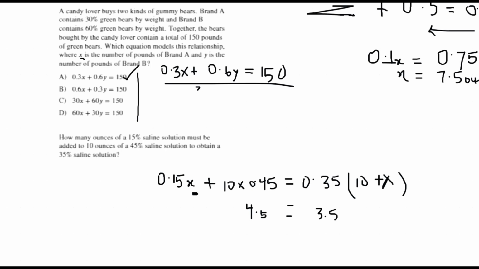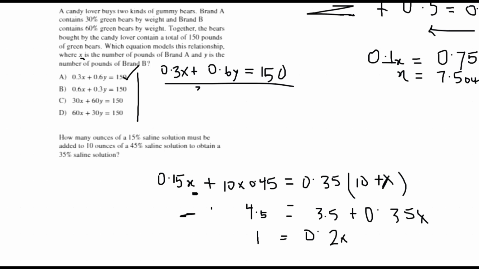And this is 0.15x here. Now simplifying, we can move 0.15x to the side, making it 0.35 minus 0.15, that's 0.2. We have 0.2x. And we can move 3.5 to the side, that's 4.5 minus 3.5, which is 1. So now you have 0.2x equals 1, making x equal to 1 over 0.2, and we all know that would be 5. So x is 5.